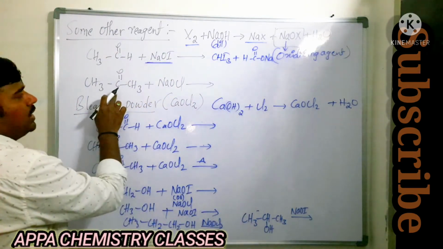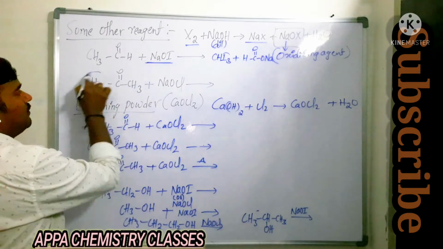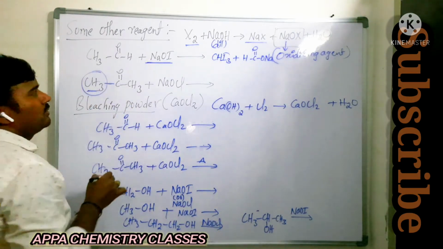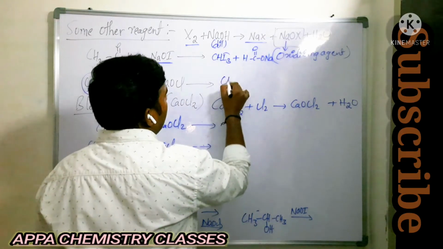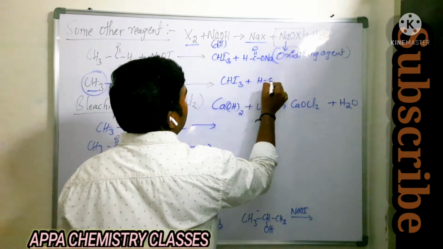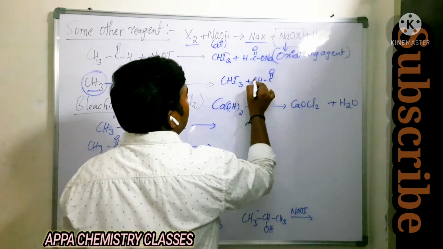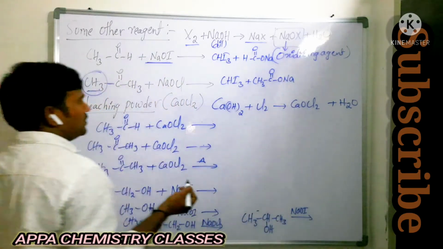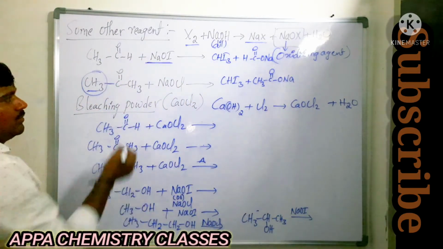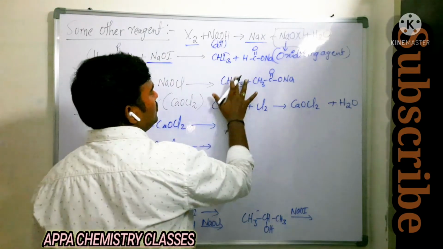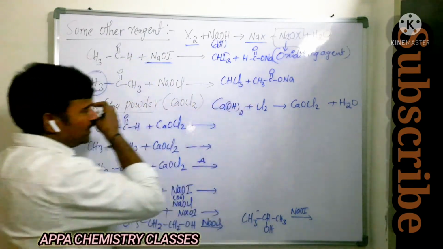Similarly, in acetone, we have the carbonyl carbon, and the adjacent carbon has a methyl group. That is oxidized to iodoform plus CH3 C double bond ONa. That is sodium acetate we are getting, because the CH3 group is there. Now here, if it is chlorine, we will get chloroform, CHCl3.